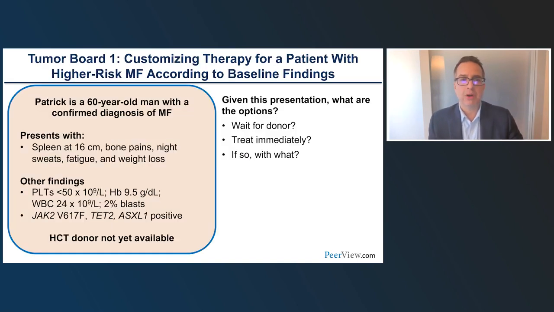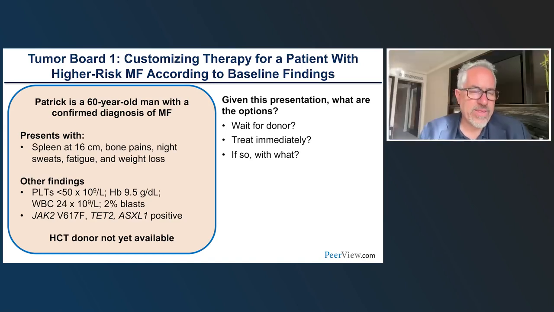So let's get back to our case. So Patrick, 60, big spleen, significant symptom burden, low platelets, and he has some high molecular risk markers. So I'm gonna open these questions up to my colleagues today now on our panel. I think the first question is, do you wait for a donor or do you treat this patient? Ruben, you're our moderator. Maybe you can start. What would you do in this case?